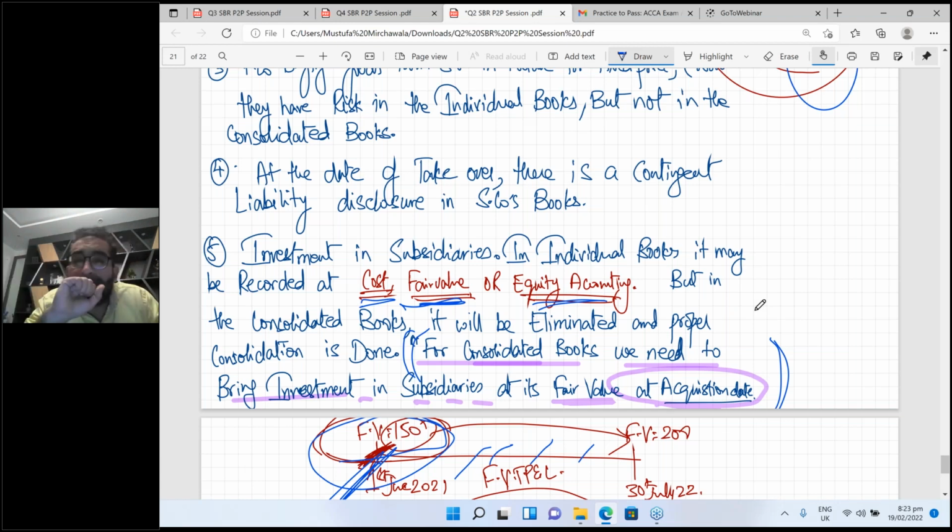But for the purpose of consolidation, IFRS 3 says that if there is any contingent liability in the books of S company at the date of takeover, you need to recognize it in the consolidated books. And this transaction will be treated as a fair value adjustment liability. Okay.